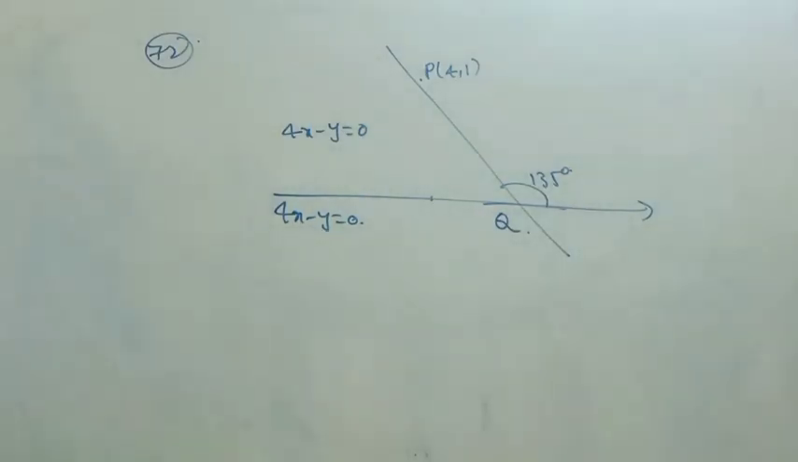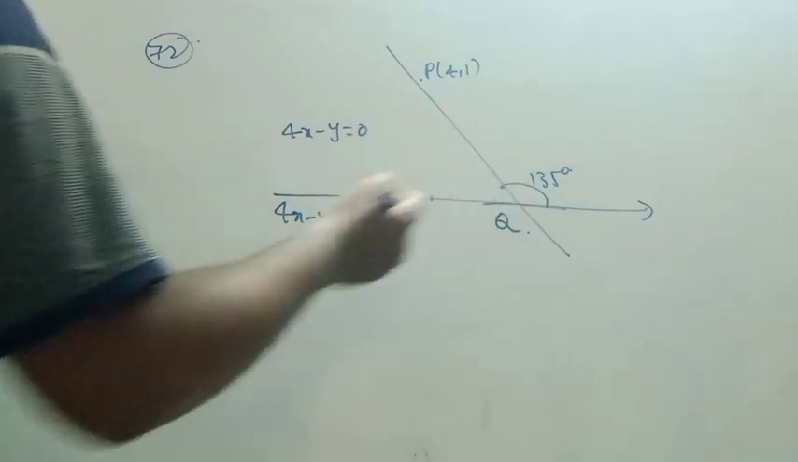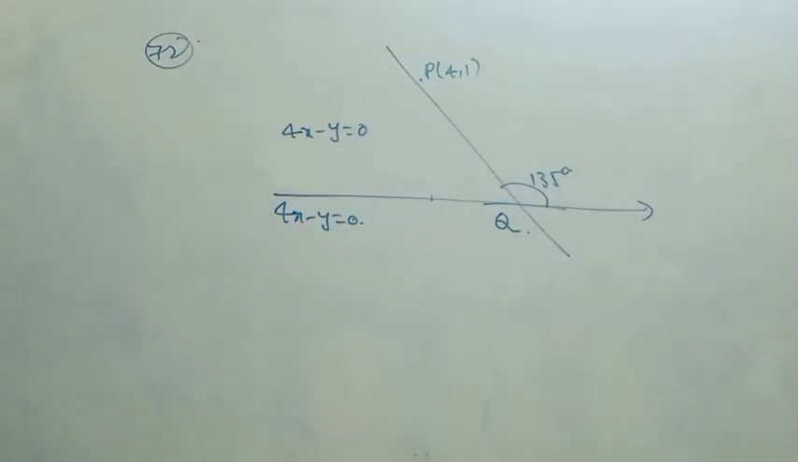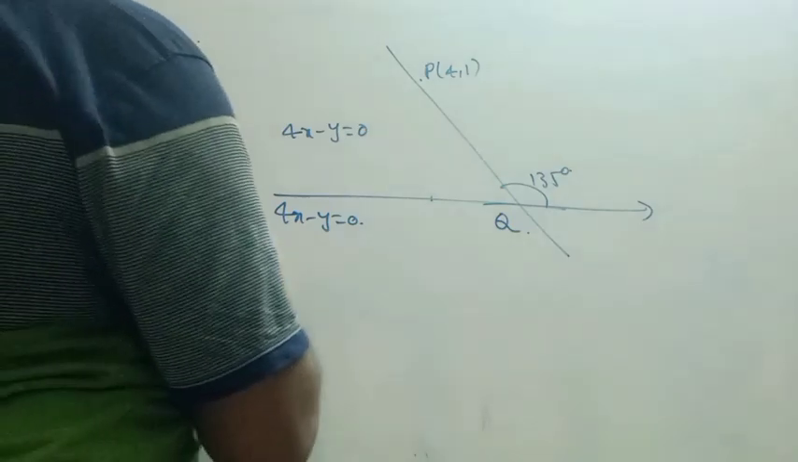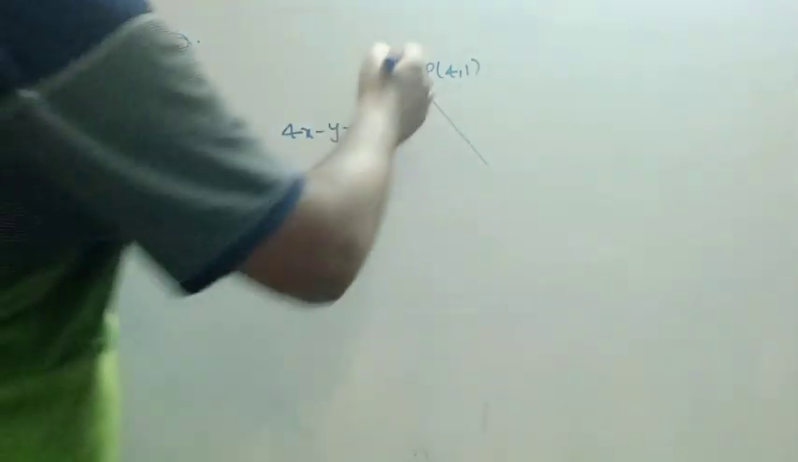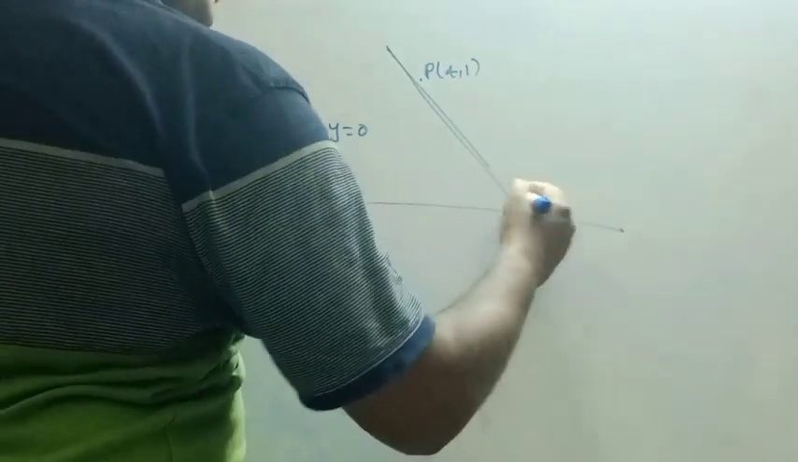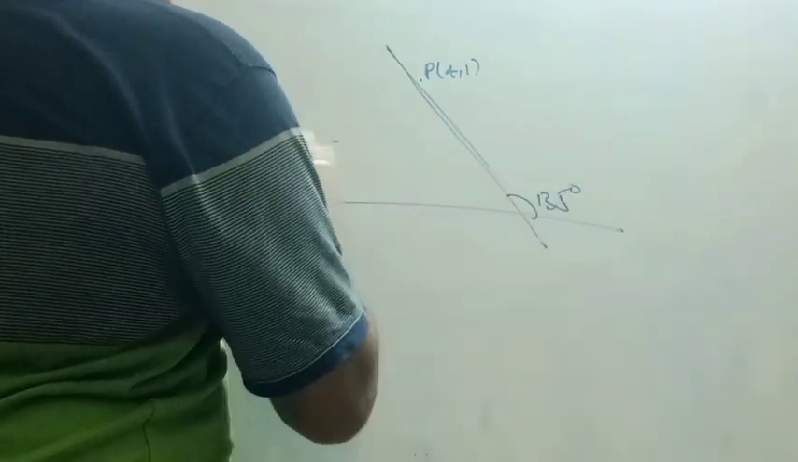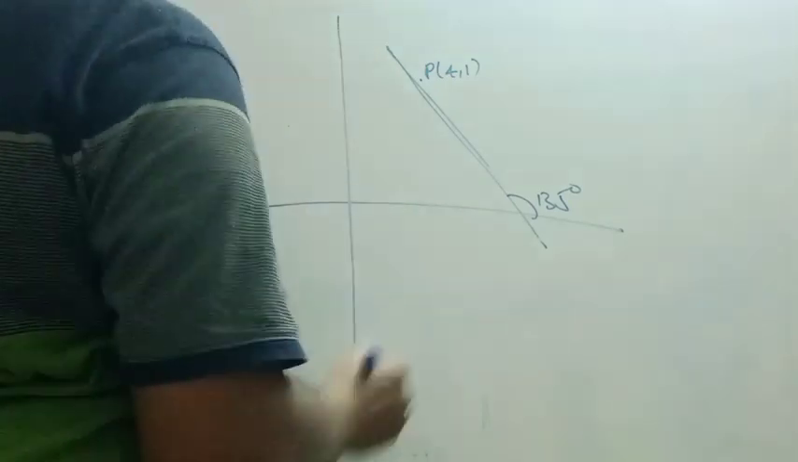Now we have the 72nd question. The distance of the line 4x minus y equal to 0 from the point (4, 1), measured along the line making an angle of 135 degrees with the x-axis. Right, my dear students? This is what it is, a line which is making an angle of 135 degrees with the x-axis. This is the x-axis, this is the y-axis.